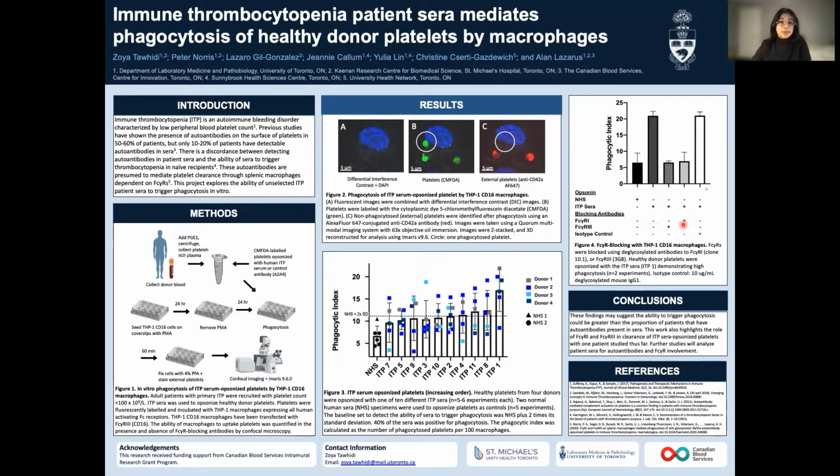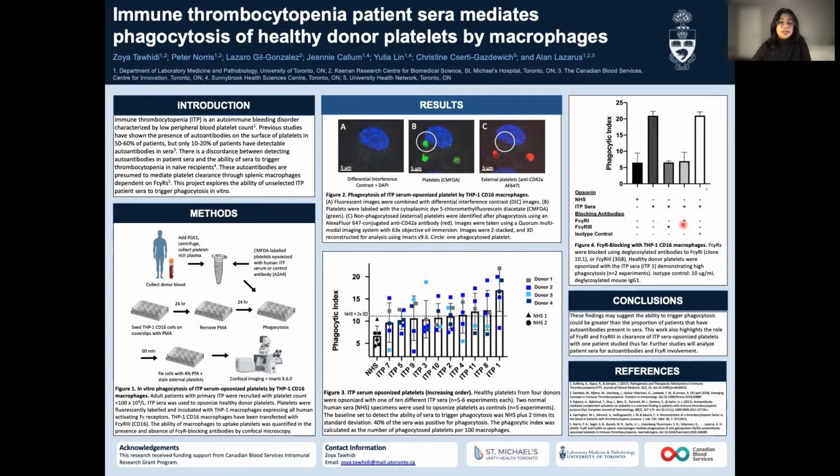So immune thrombocytopenia, or ITP, is a complex autoimmune bleeding disorder characterized by a low peripheral blood platelet count. In ITP, the platelet life cycle is cut short by the presence of IgG antiplatelet autoantibodies, which accelerate platelet destruction in an Fc receptor-dependent manner. Although these platelet autoantibodies are driving most of the thrombocytopenia, not all patients have detectable levels of autoantibodies.